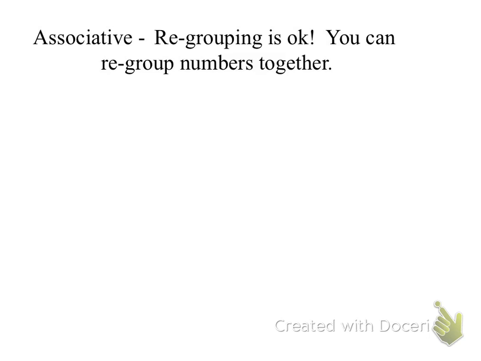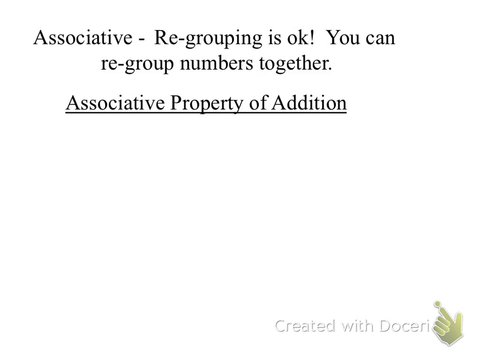Okay? All right, associative property. This is my fun one. This is where regrouping is okay. You can regroup the numbers together. So with the associative property, what happens is the group changes.